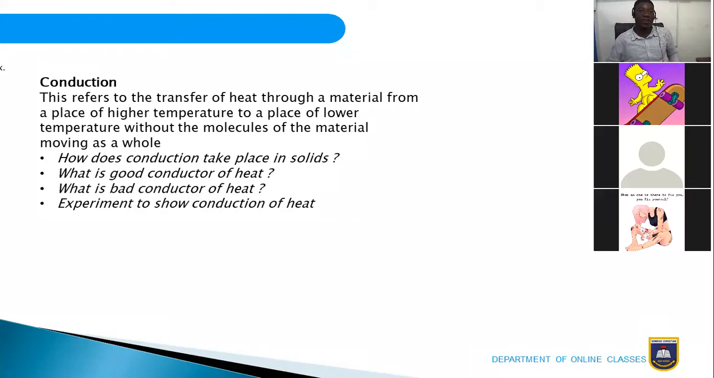So that means the particles are closely packed, and conduction mainly occurs in solids, like metals like this. The particles are closely packed. You know the particle arrangement of each solid, liquid, and gas. In solids, the particles are closely packed, and that means they are connected to each other. So that means if one gets hot, the neighboring particle also receives the same heat and transfers it to the subsequent neighboring particles.